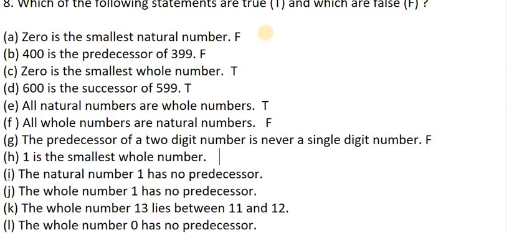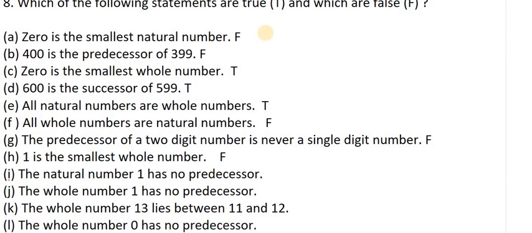Now the next question. 1 is the smallest whole number. What is he saying? 1 is the smallest whole number, whereas whole numbers start from 0. How can you say that 1 is the smallest whole number? Of course 0 is the smallest whole number. Then how can you say 1 is the smallest whole number? So that is the reason the statement he gave is false.